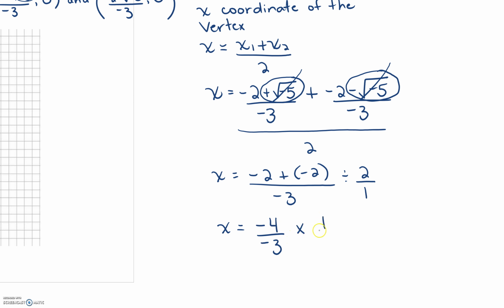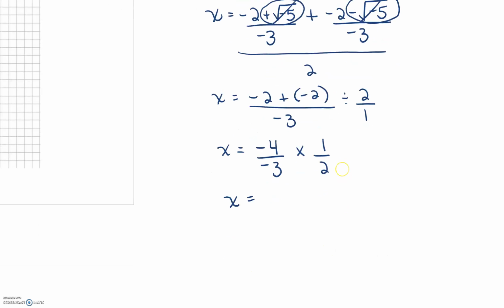When we divide, we actually have to multiply. When you have two negatives, they become a positive. So -4 times 1 is -4, but we know it's going to become positive since there are two negatives, over 6. We have to reduce this all the time. And this is 2 over 3.